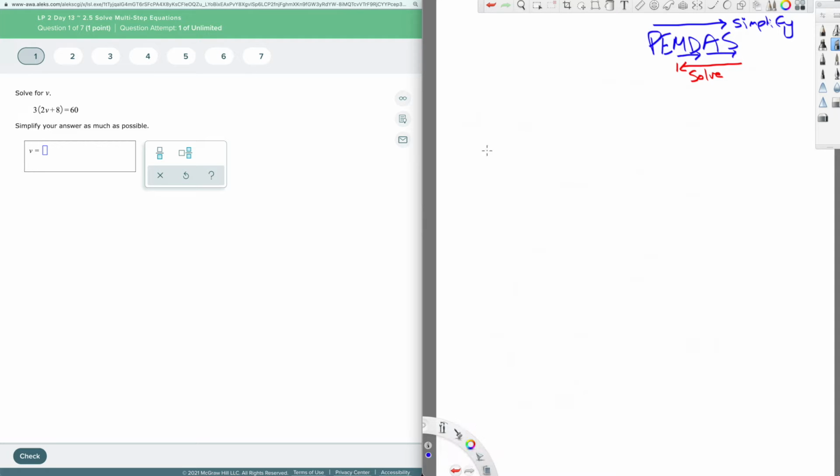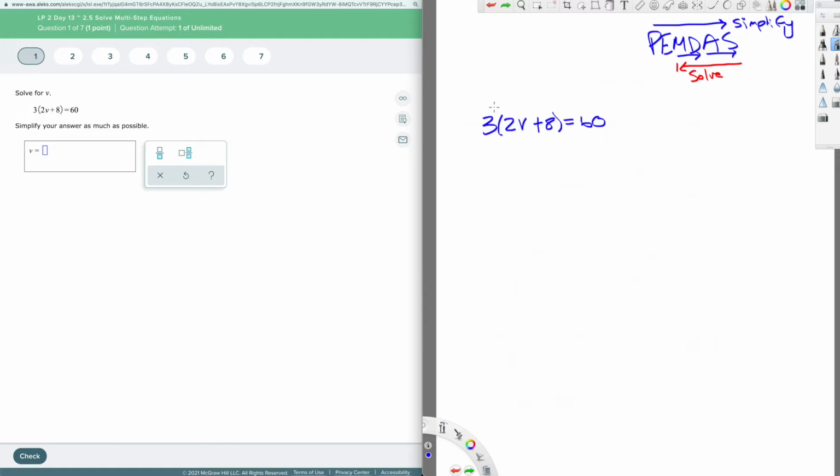So let's go ahead and take a look at this first guy here. We're going to solve for the variable. That means I want to get the variable all by itself. So here's my variable, and I want it all by itself. I have to simplify this first because I have parentheses. That's my very first step in simplifying. And I can do it one of 2 ways.